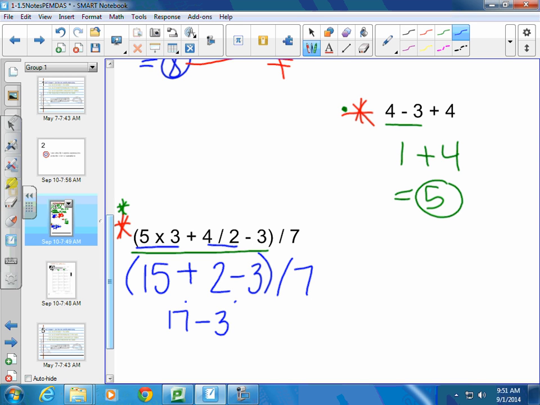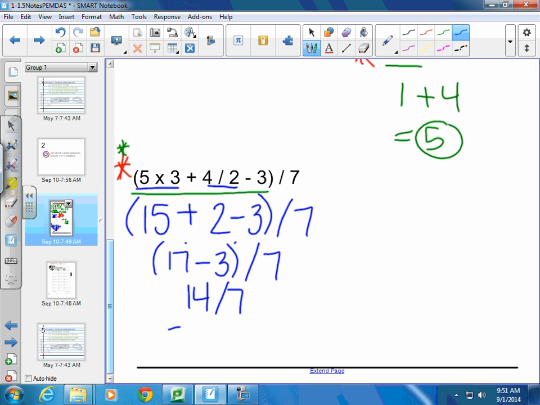Then I have minus 3. I'm going to keep it in my parentheses. And then divide by 7. So now in my parentheses, 17 minus 3 is 14 divided by 7. And then I just solve. 14 divided by 7 is 2. Okay? Put a little star next to your problems that you did if you got them both right.